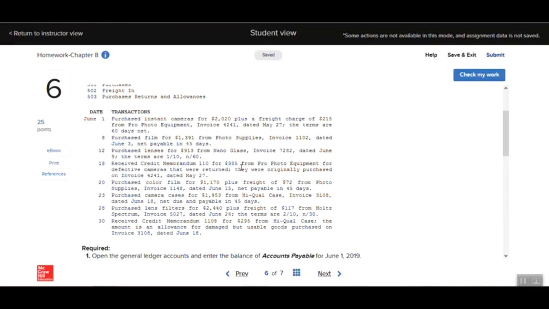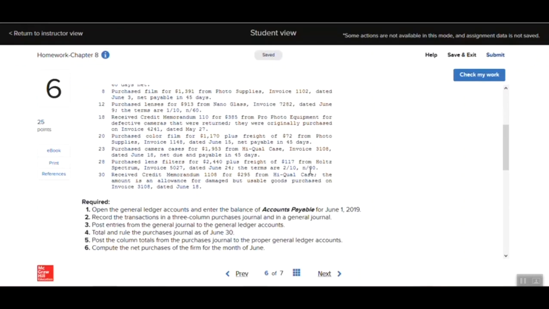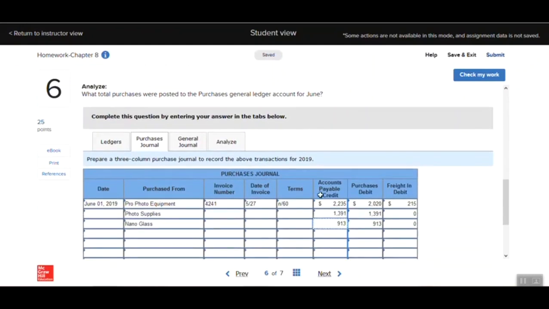So we have to think about what accounts were affected when we returned those cameras. Since we owe them money, we have an accounts payable amount, and they're going to reduce the amount that we owe them by $385. So one of the things that's going to happen is accounts payable will be debited to reduce it. The other thing is that purchase returns and allowances will be recorded.